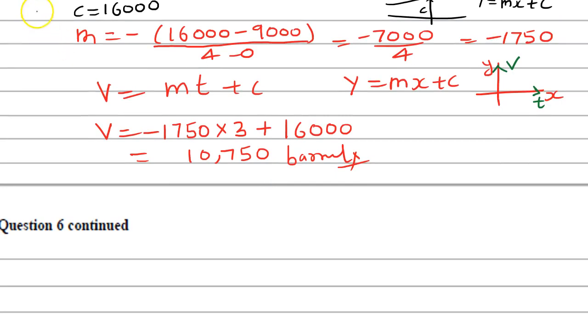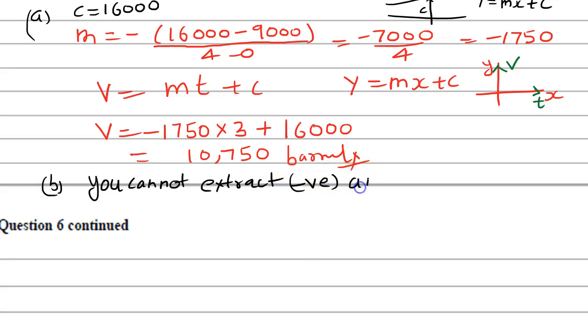Okay, so this was your A part. Now B part is you cannot extract negative amount. I'm writing it here. So that is the limitation in model A.